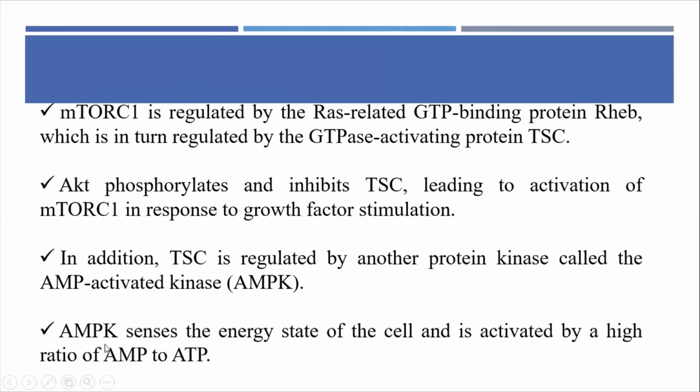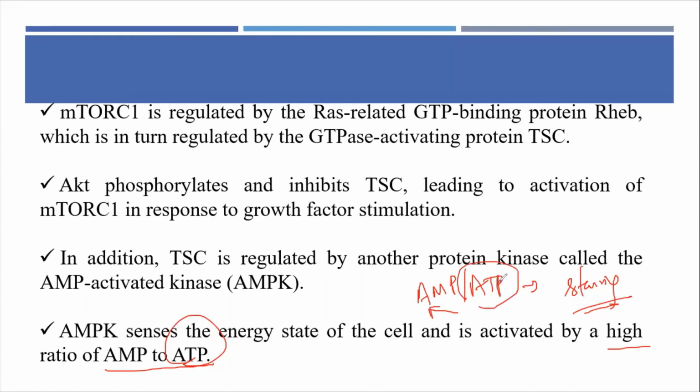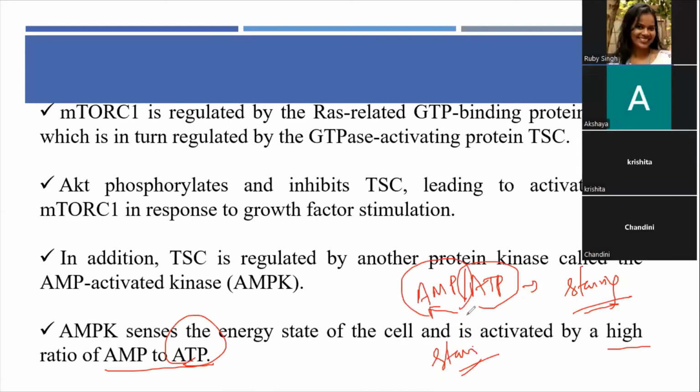Now AMPK senses the energy state of the cell, and it is activated by a high ratio of AMP to ATP. So what do you mean by the high ratio of AMP to ATP? What is the energy state of the cell? What do you understand by this? It is less energy state. Correct. High energy means ATP should be there, right? So when it is a high ratio of AMP to ATP, it means the cell is weak. Okay, it is starving. Having a high ratio of ATP to AMP is the opposite, meaning we have a lot of energy, and the cell can proliferate then. Right now it is under the starving condition. Okay? So AMP means weak. Energy state is weak. Okay, good.